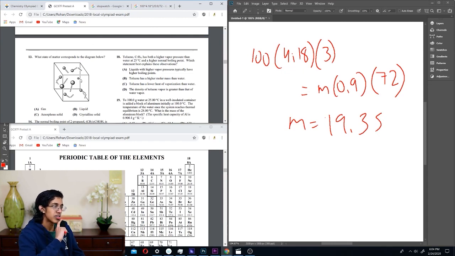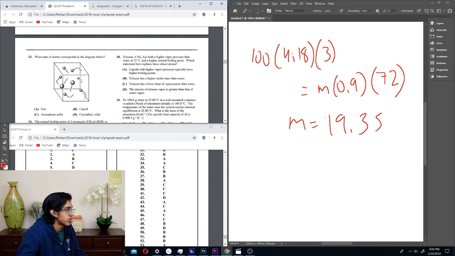Somehow I thought that all of them... okay, so A is for sure not right, because higher vapor pressure usually has a lower boiling point. B, I feel like, why did that matter? Because if you have higher molar mass, won't you have less vapor pressure? So, lower heat of vaporization. I think the answer was lower heat of vaporization, right? Yeah, why did that make sense? I just thought none of this made sense.